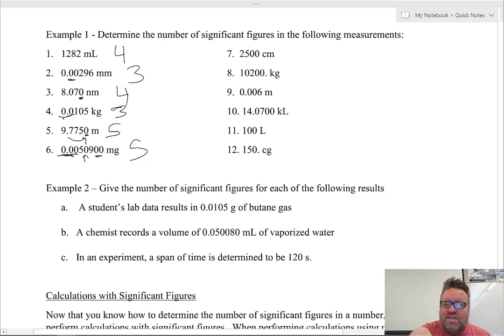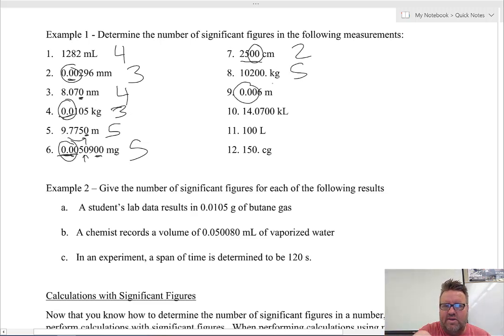Okay, number 7, this is a whole number, but there's no decimal point. So there's our second example of when zeros don't count. Okay, those right there, again, I'm trying to circle the ones that are when zeros don't count. So that only has 2. Okay, 10,200 with a decimal point at the end means they do count. So that one has 5.